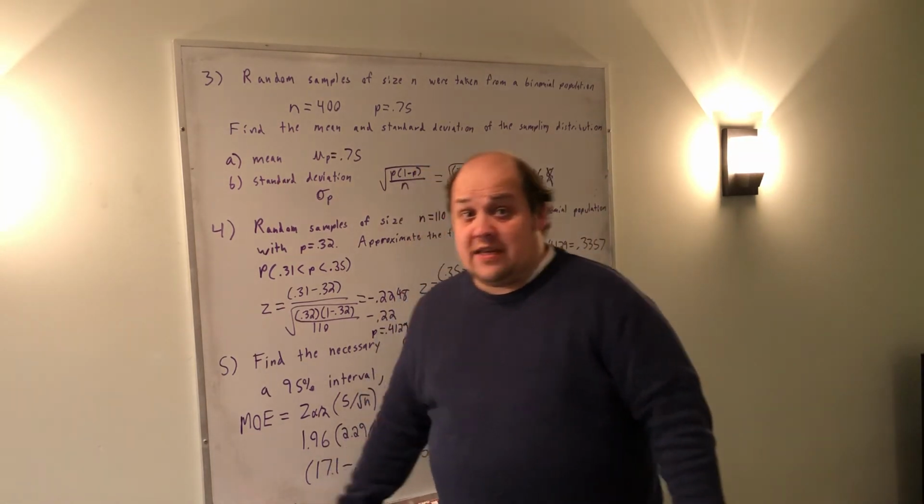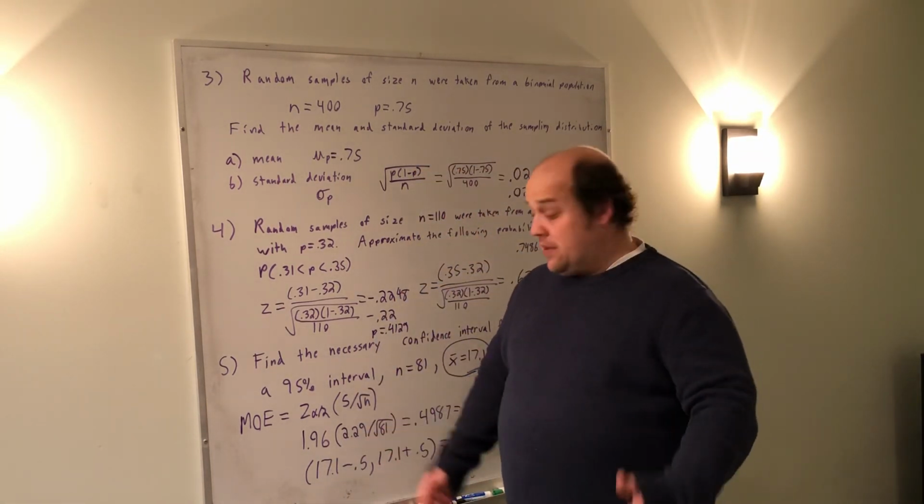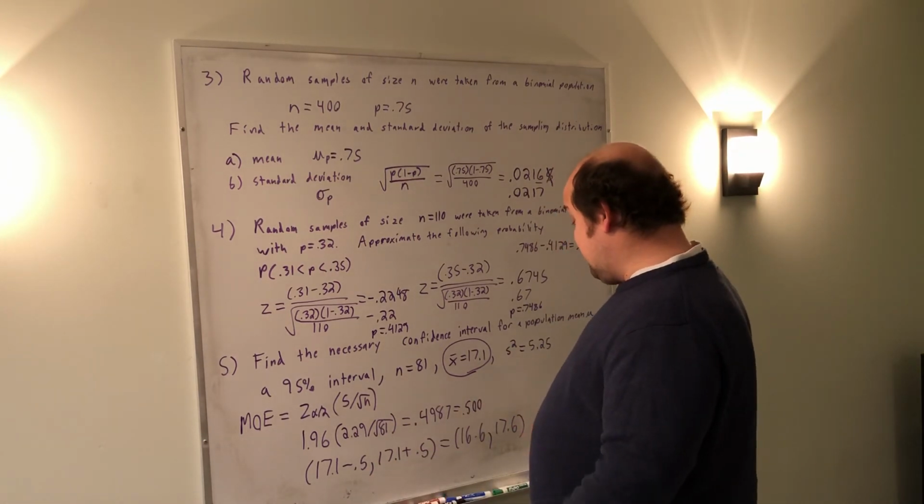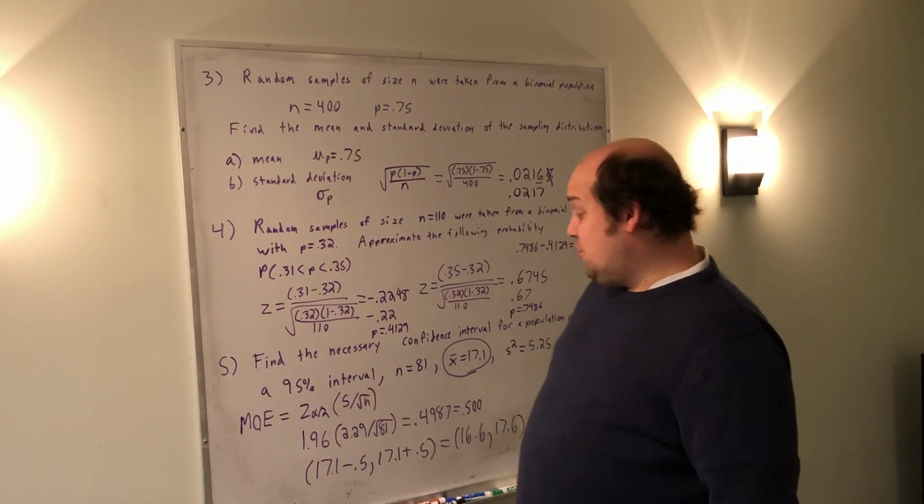And what that really tells me is in repeated sampling, 95% of the intervals created this way will contain the true population mean.